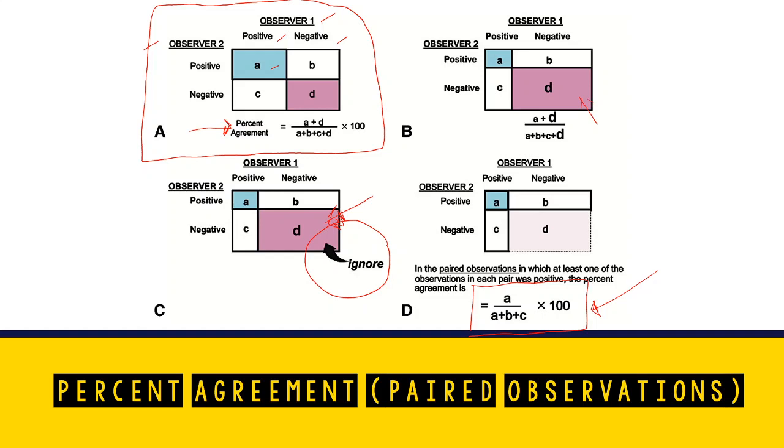To prevent that, since in the general population the agreement of Observer 1 and 2 is mostly negative, because not everyone gets sick, we do not include it in the computation. So again, to compute your percent agreement, that would be A divided by A, B, and C, times 100.